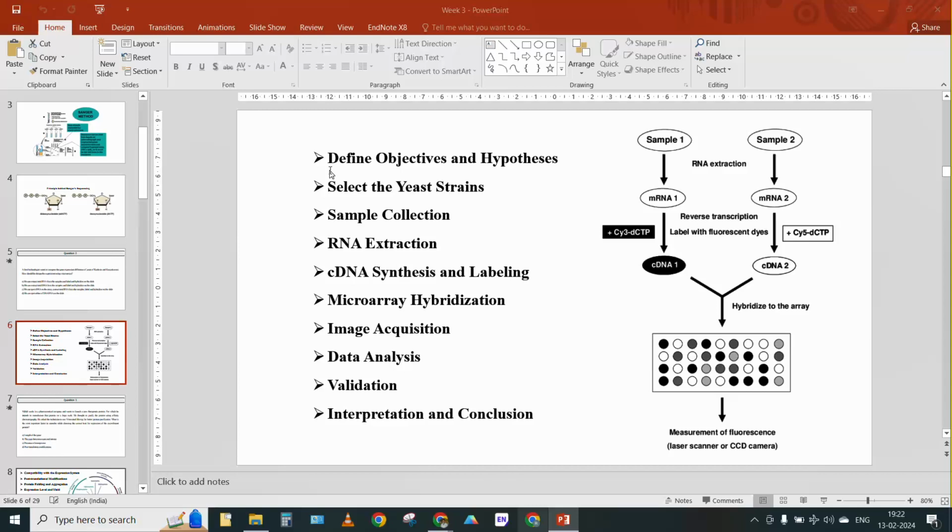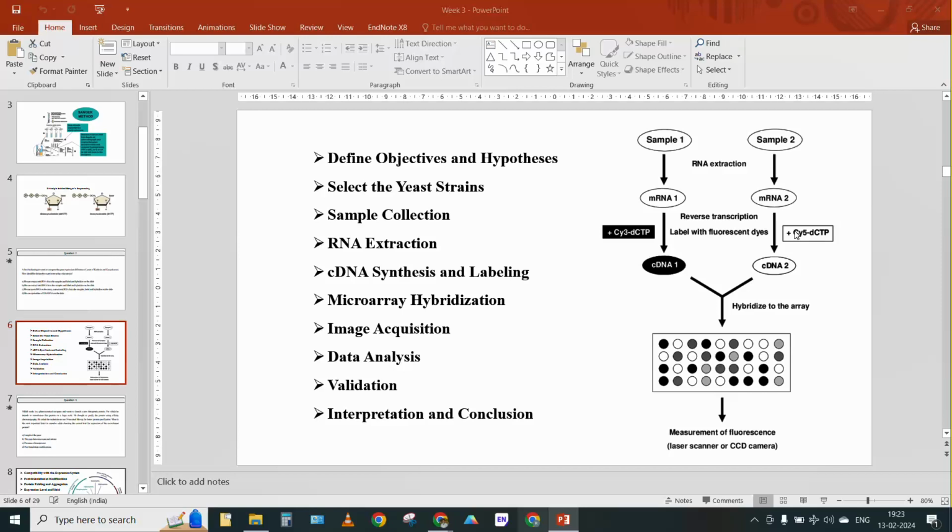Further, the food technologist will synthesize cDNA and label it. Here he'll convert the extracted RNA into complementary DNA, which is cDNA, and label it with fluorescent dyes. Typically, different dyes are used for the two samples being compared, such as Cy3 and Cy5. Here you can also see Cy3 and Cy5 were used. This labeling allows for the discrimination of gene expression levels between the two samples. As you can see, sample 1 is stained with Cy3 and sample 2 is stained with Cy5. Then the next step is microarray hybridization.